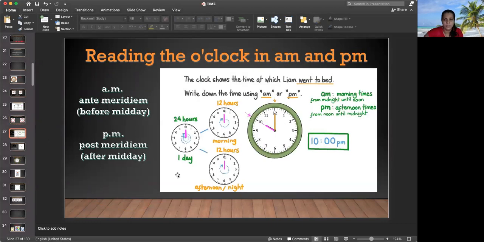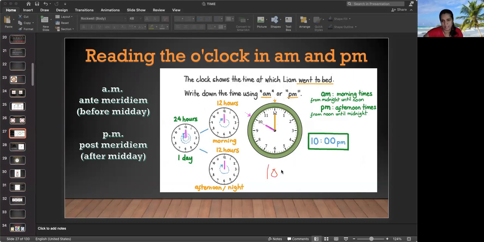Okay, so let's move on to this. This one is talking about AM and PM again. The clock shows the time at which Liam went to bed. For example, here, Liam went to bed at this time. Write down the time using AM or PM. So it's 10 o'clock, we can understand this is 10. However, we have to use our sense to understand he went to bed. Would you go to bed at 10 o'clock in the morning? Most probably not, right? So it should be PM. Sometimes you have to use logical deduction.